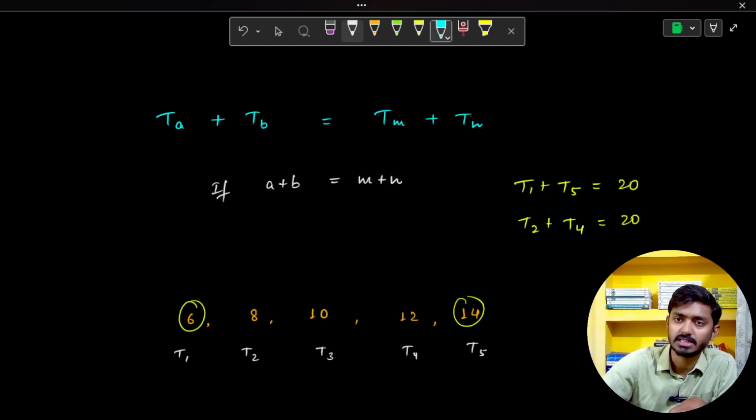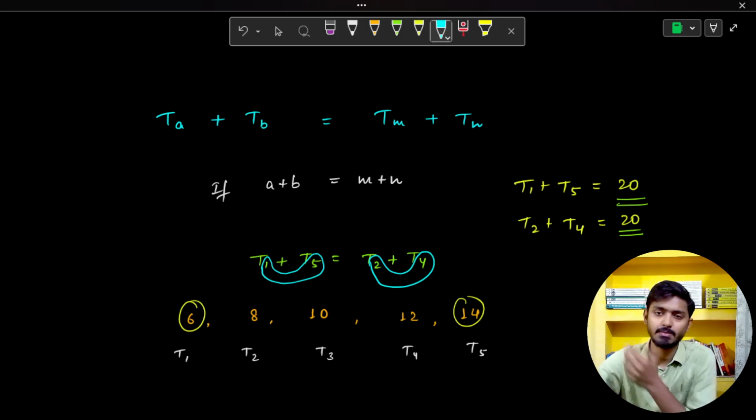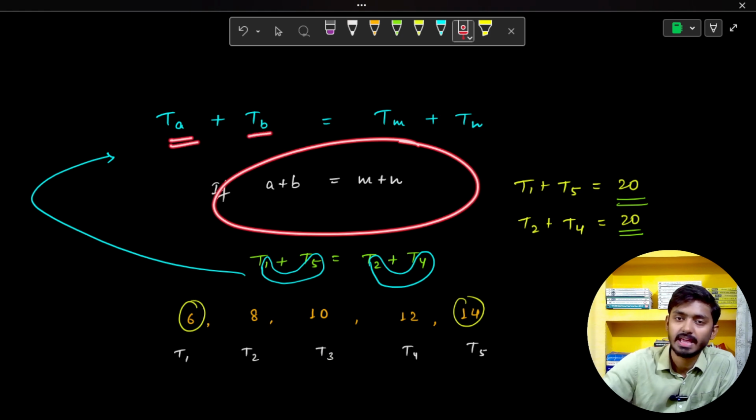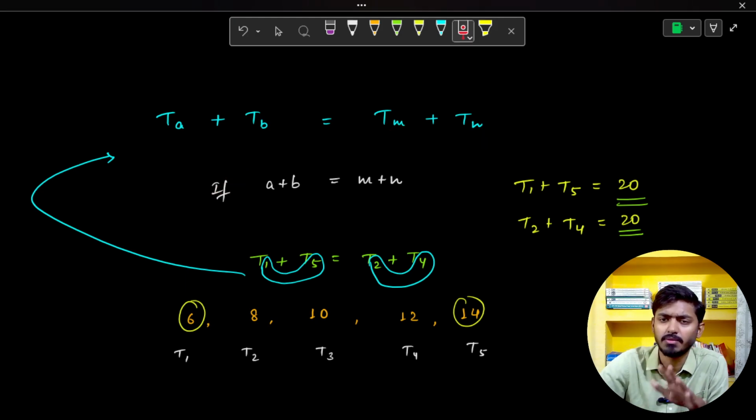So can I write T1 plus T5 equals T2 plus T4? Yes, we can, because both of them equal 20. And you can very clearly observe that the sum of 1 and 5 and the sum of 2 and 4 is equal. So I came to a conclusion that TA plus TB would be equal to TM plus TN only if the sum of A and B equals the sum of M and N. Keep this in mind. Nothing a very big deal, but keep this in mind. That will help you actually. Let's solve the next question.